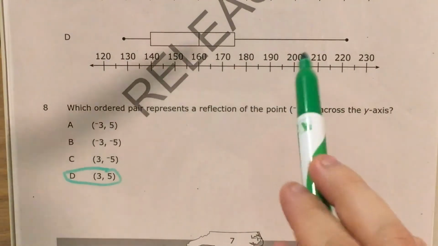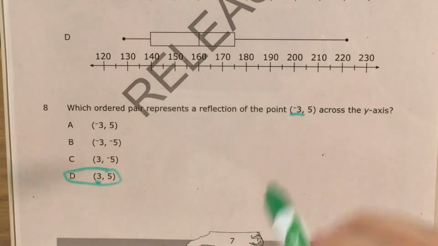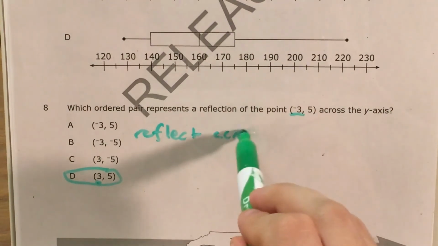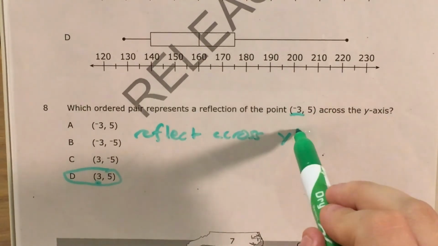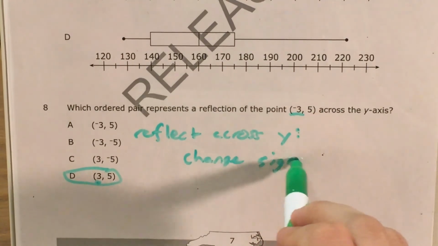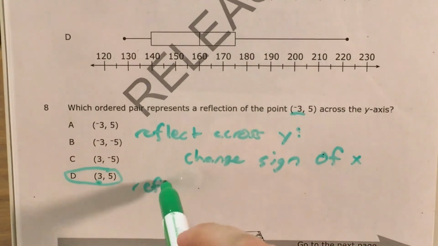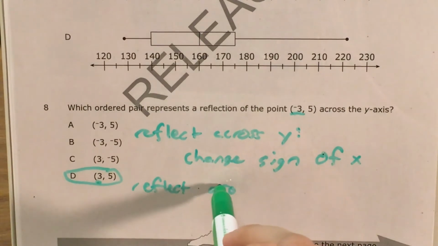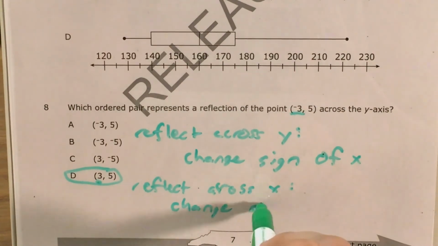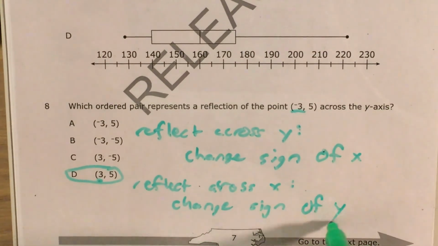And if you noticed, to reflect across the y-axis, we just took our x value and turned it from negative to positive. That's a good trick. So to reflect across the y-axis, you change the sign of x. And the opposite is true to reflect across the x-axis, the horizontal one. We change the sign of our y.